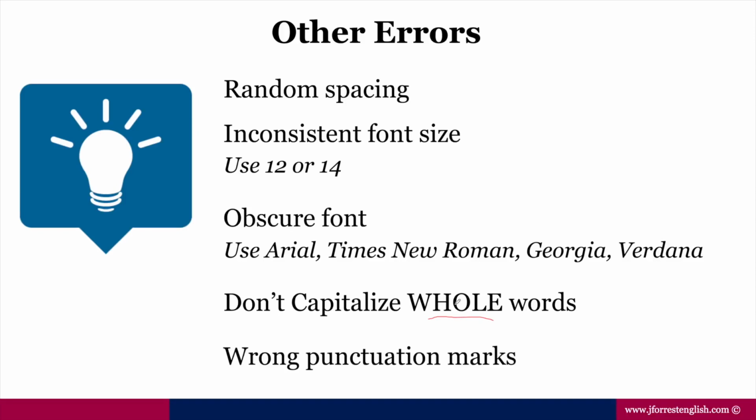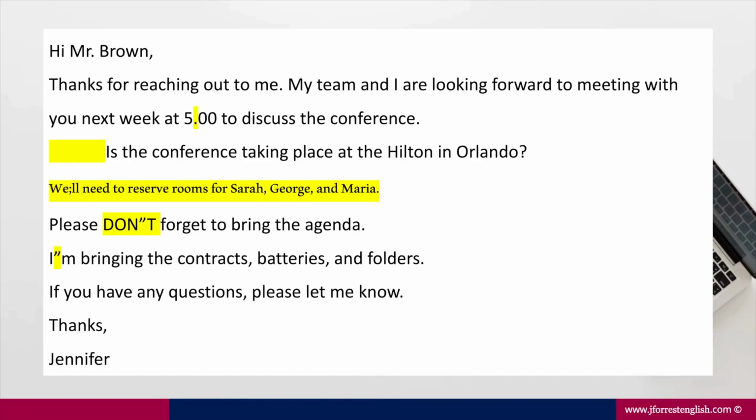And also, I see the wrong punctuation mark being used. So let's take a look at some of these in our email. So here they are highlighted. Okay, so here, 5 o'clock. This is the wrong punctuation mark. We need the colon for time, 5:00. We don't use one period to tell time, okay? We use the double dots, the colon, to tell time.